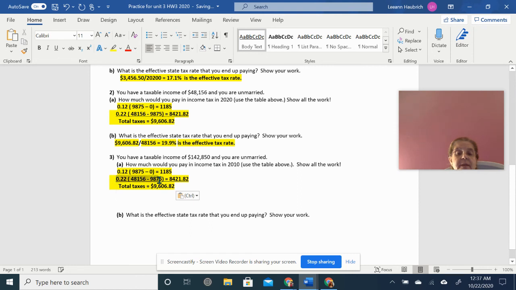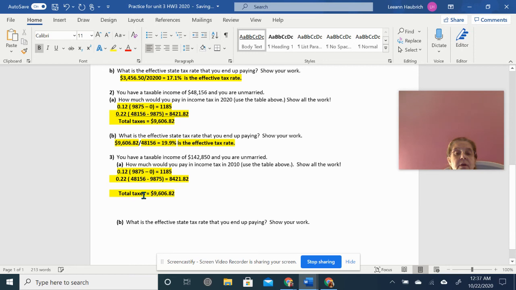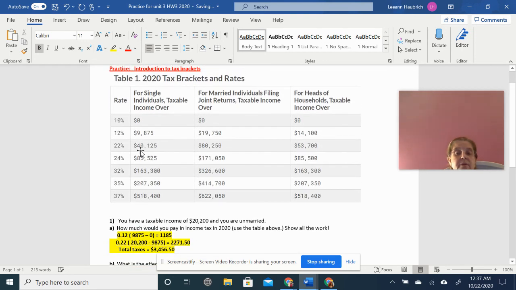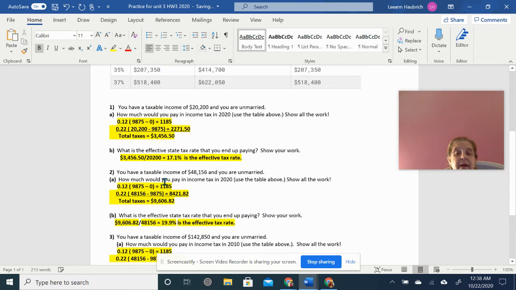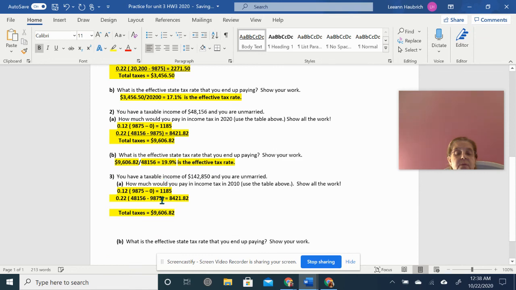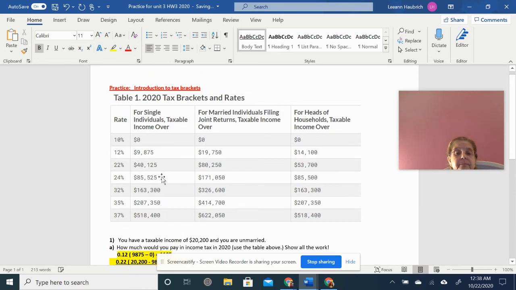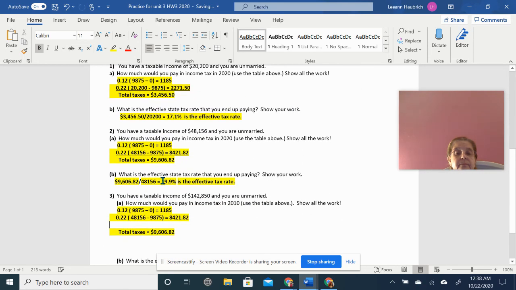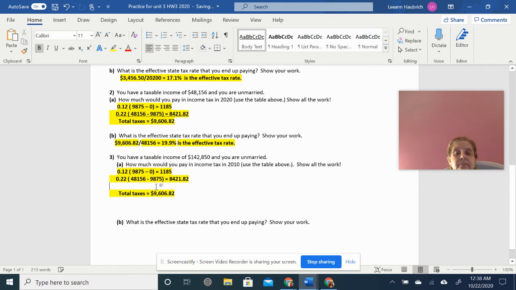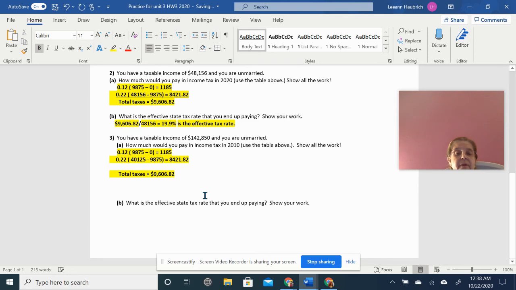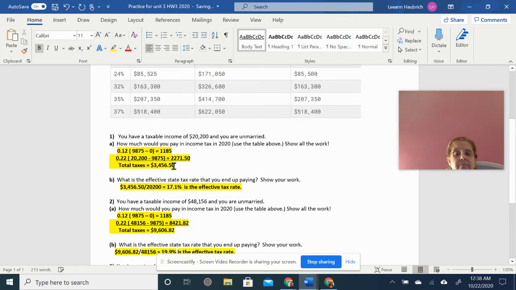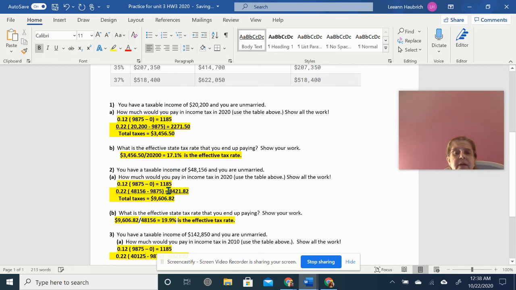So I'm going to take the line out from underneath this right now, and I'm going to add a line in. So this second bracket here, do you see how it goes all the way up to 40,125? This is 48,000, so this is not correct. I needed to go higher. So I'm going to stop sharing.